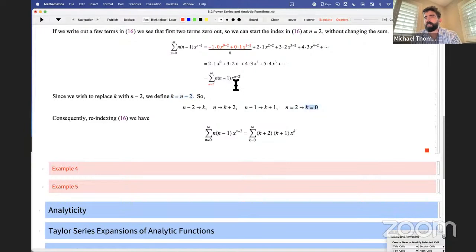Okay, so we have everything to switch out. So we literally just switch them out with k. So the n minus 2 becomes a k. The n becomes a k plus 2. The n minus 1 becomes a k plus 1. And the n equals 2 becomes a k equals 0. Is that okay?